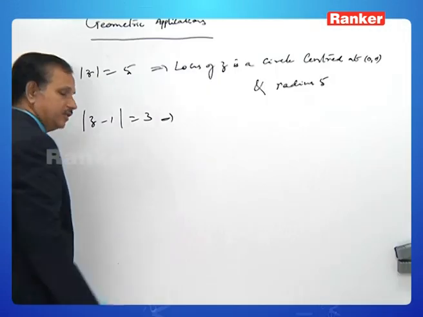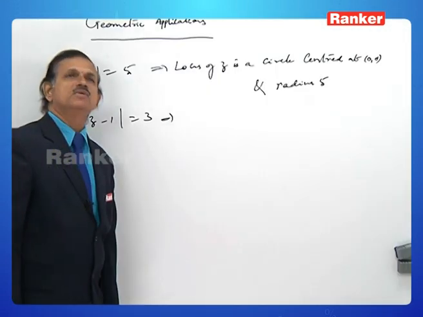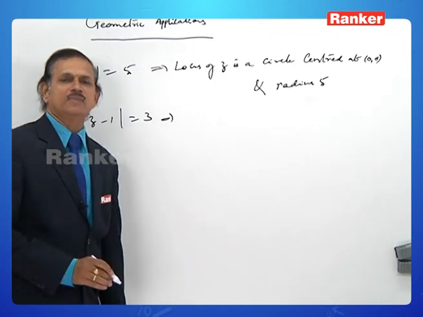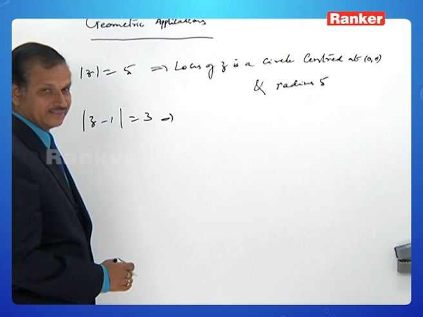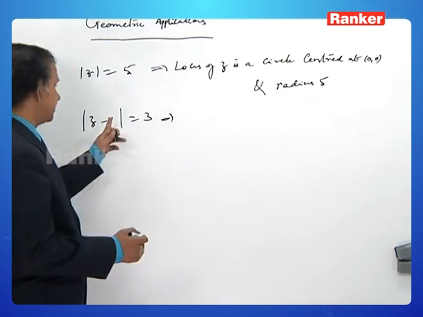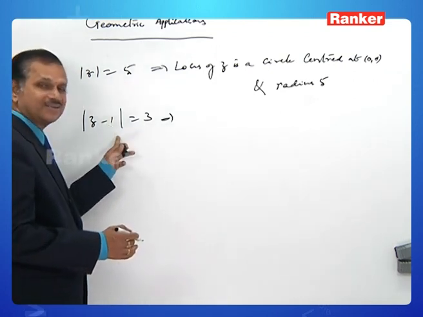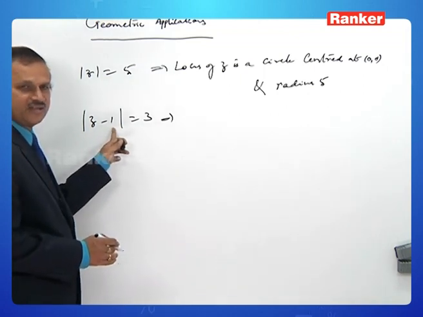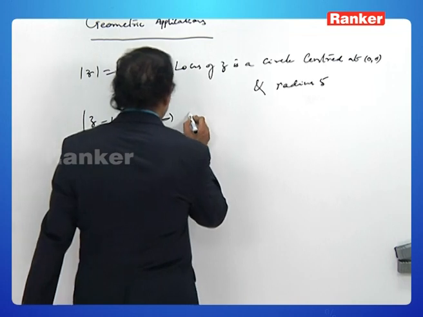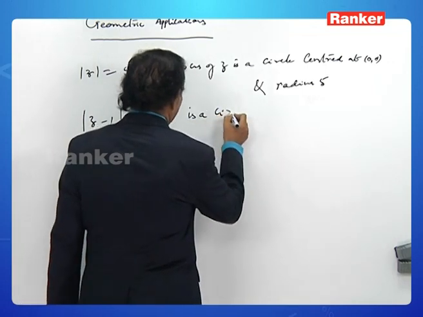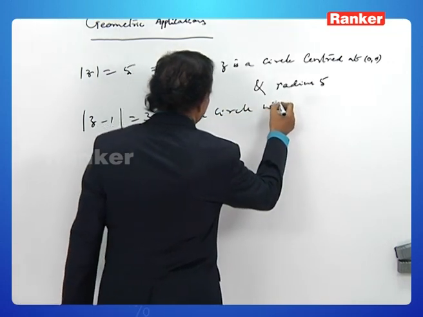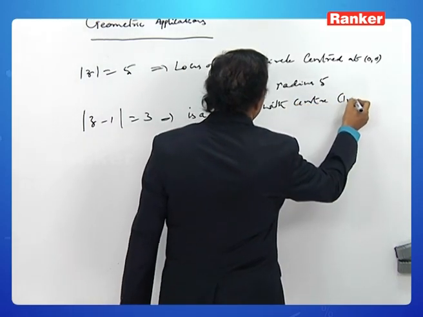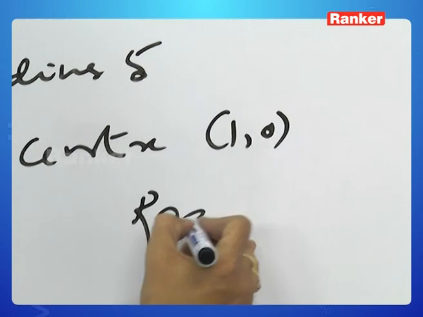Modulus of z minus 1 is equal to 3. What is this? Z means x plus iy. So x minus 1 whole square plus y square is equal to 9. It is a circle centered at 1 comma 0. 1 is a real part, you know. No question of i here. It is a circle with center 1 comma 0, radius 3.